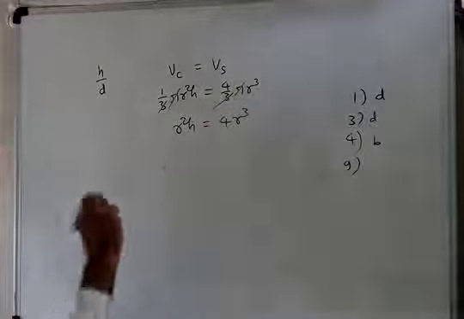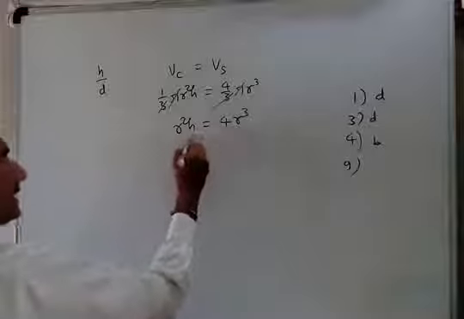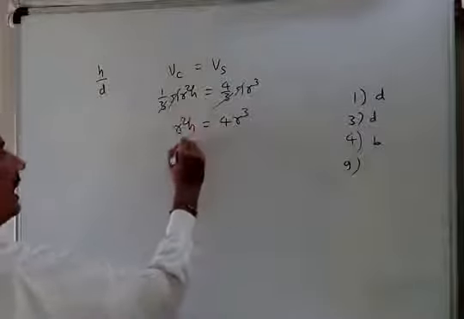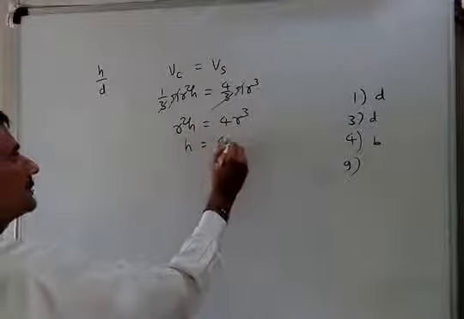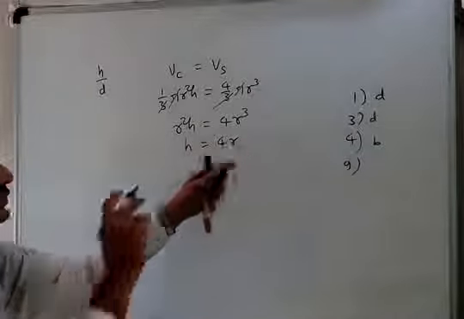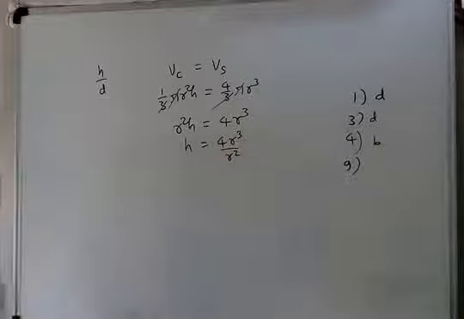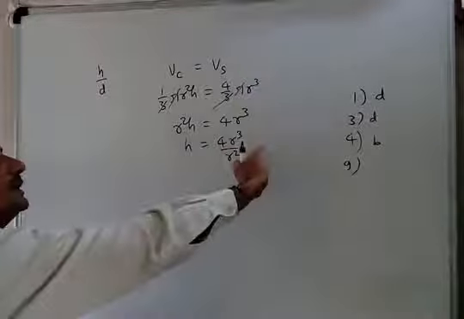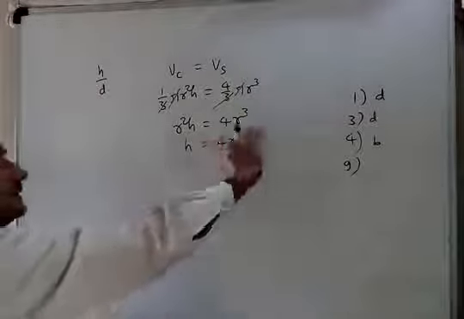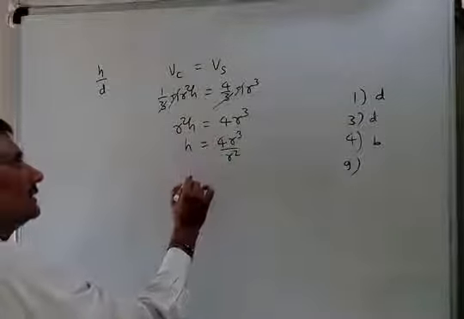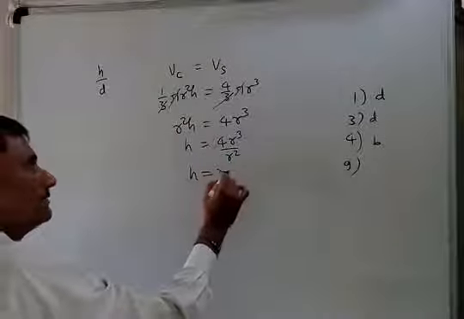Now one r being cancelled, so I just shifted r there. So here 4r is left because r square has gone that side, so it becomes r cube upon r square. Because the same variable is there, I just shifted r towards the right side. So it becomes 4h equal to 4r.